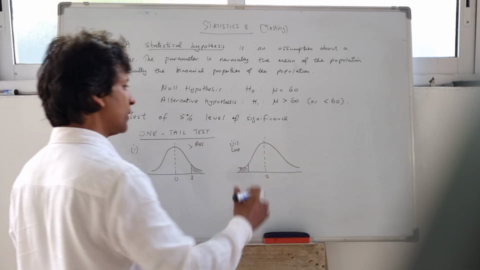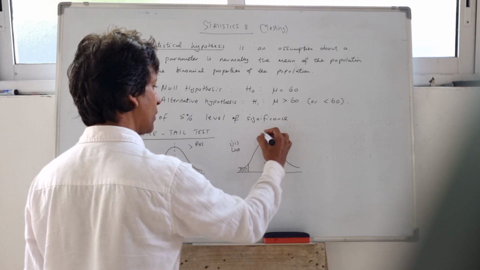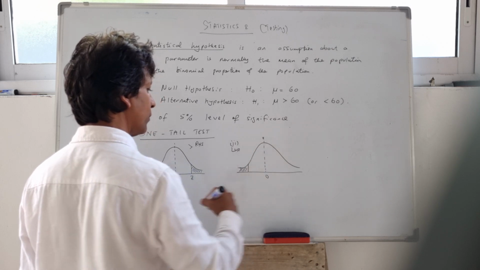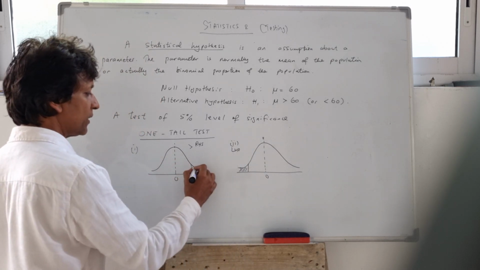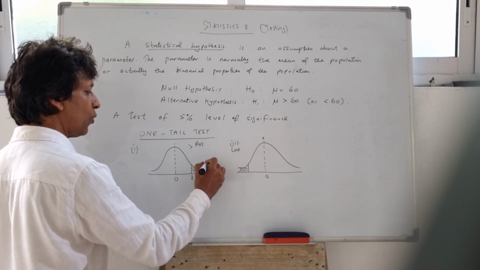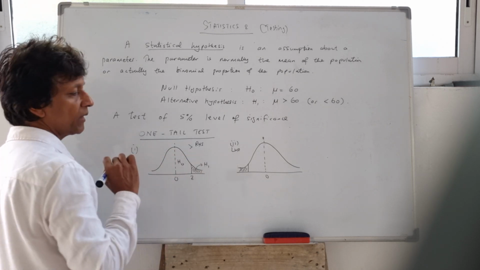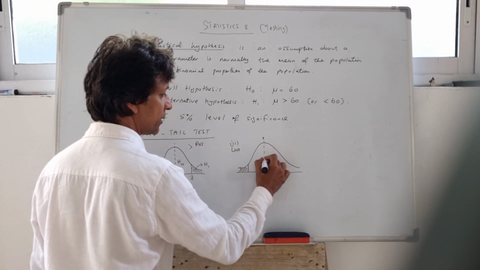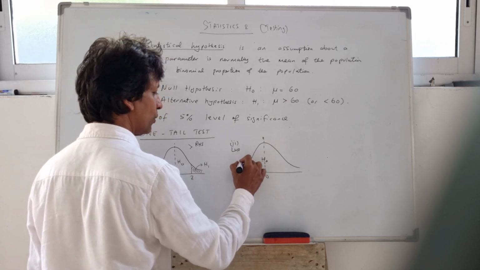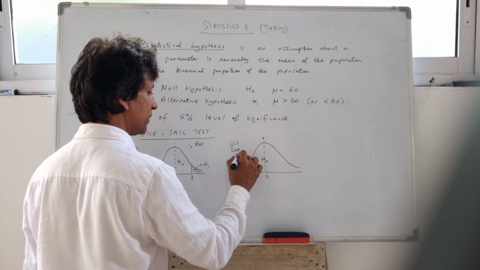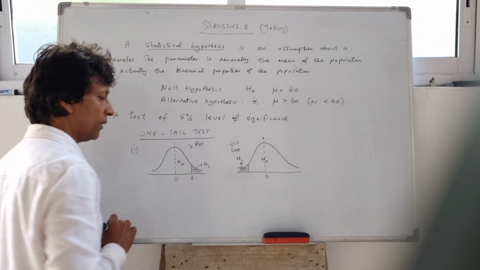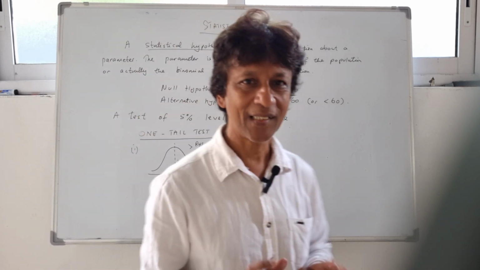Before we go any further, you may also be interested to know that the region here is your alternative hypothesis, and this one is your null hypothesis. So this is your null hypothesis, and that's your alternative hypothesis. Very interestingly speaking. Now this is a one-tail test.